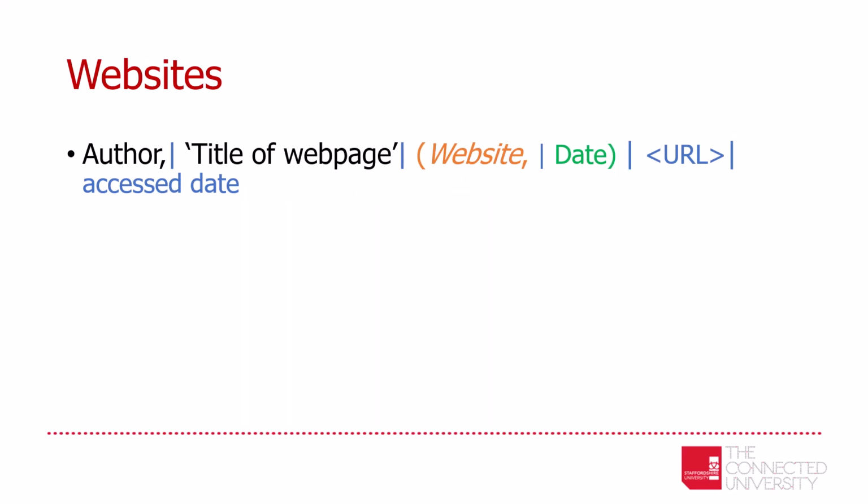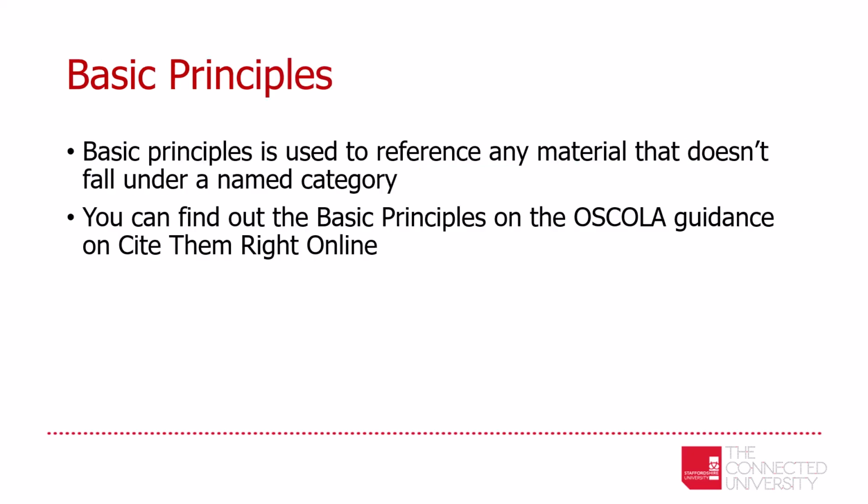Similarly, for websites, we need the author's name, the name of the page that we used on the website, the website title, date, URL, and access date. As a reminder, Basic Principles is used to reference any material that doesn't fall under a named category. You can find out the basic principles on the OSCOLA guidance on Cite Them Right online.